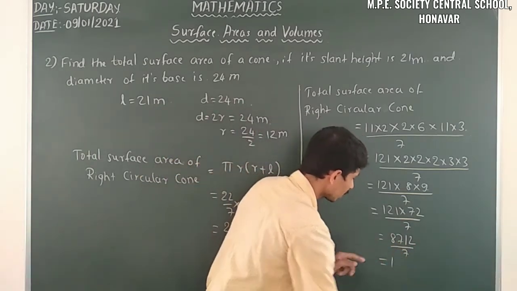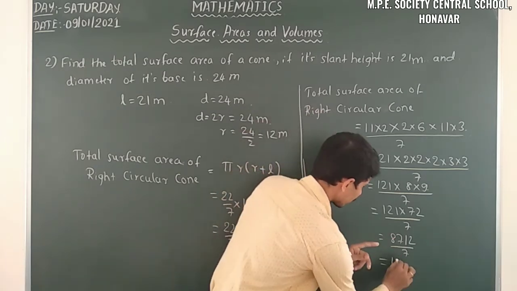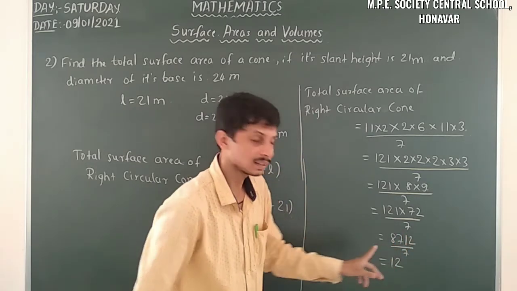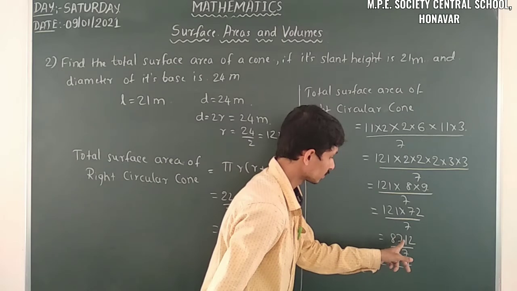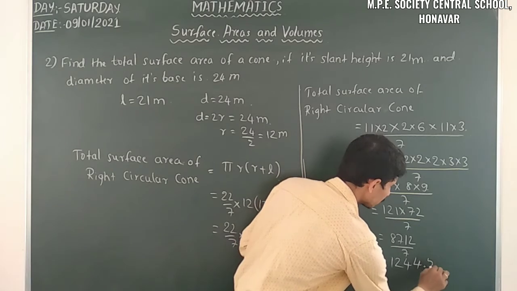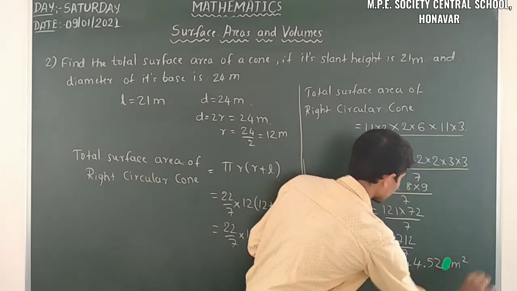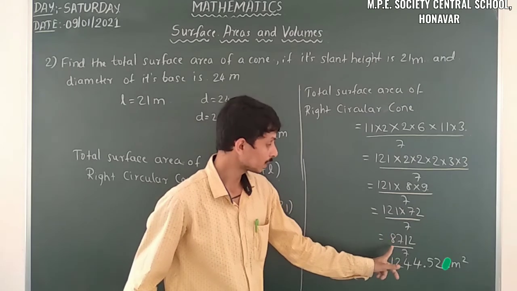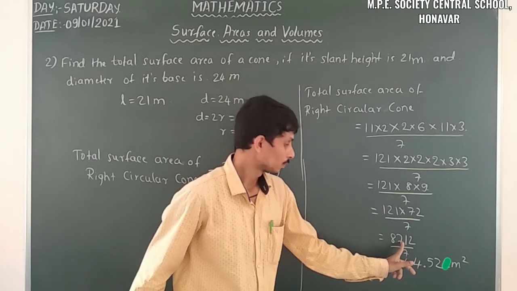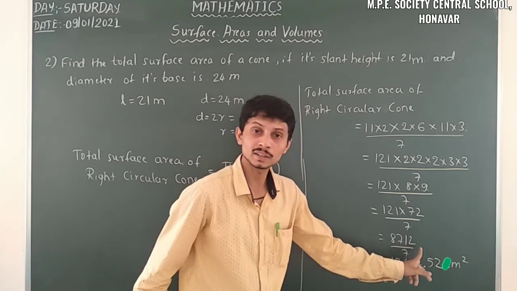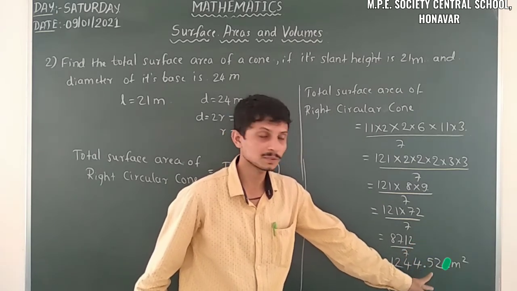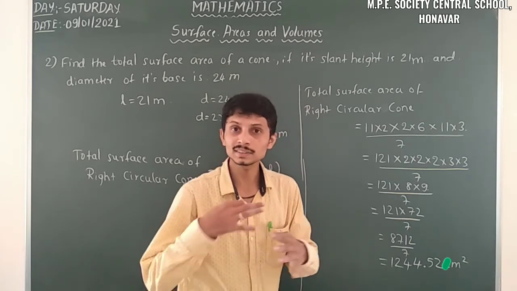Now the division: 7 into 1, 7, 1 remains. 7 into 2, 14, 3 remains, 31. 7 into 4, 28, 3 remains, 32. 7 into 4 again, 28, so 4 remains. 7 into 5, 35, 5 remains, like that. So here it is continuous like this only.